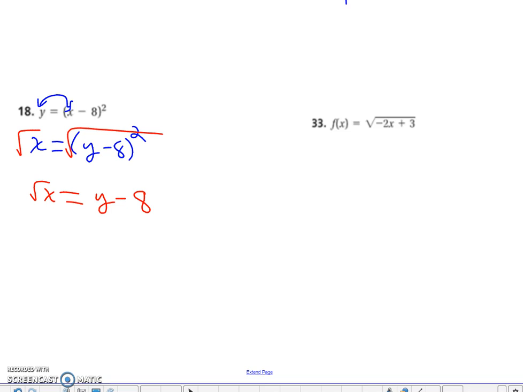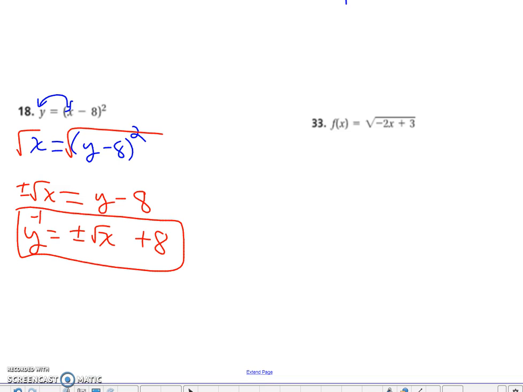What's my mistake? Don't forget, when you introduce an even radical into an equation, you have to put plus or minus there, right? Then adding the 8 across, you get y equals plus or minus the square root of x, plus 8 at the end. And so this is my inverse function. Or, that's not a function.